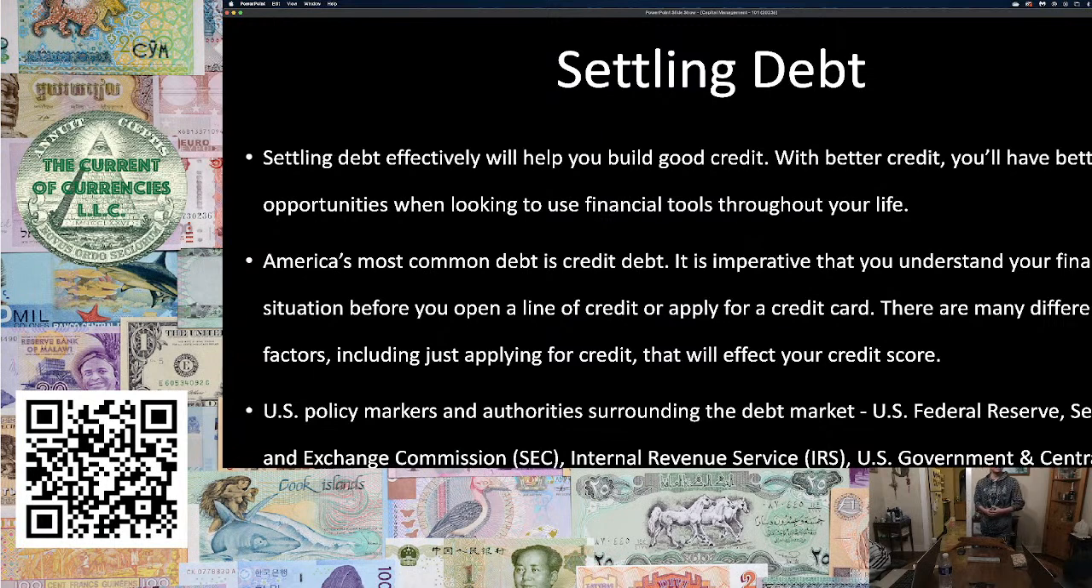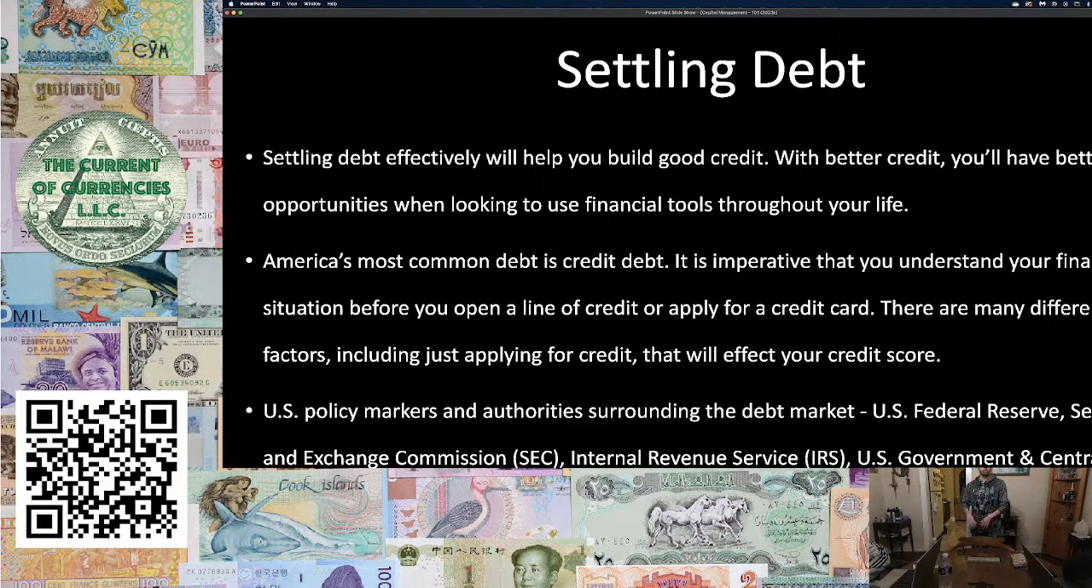Americans' most common debt is credit debt. It is imperative that you understand your financial situation before you open up a line of credit or even apply for a credit card. There are many different factors, including just applying for credit, that will actually affect your credit score.